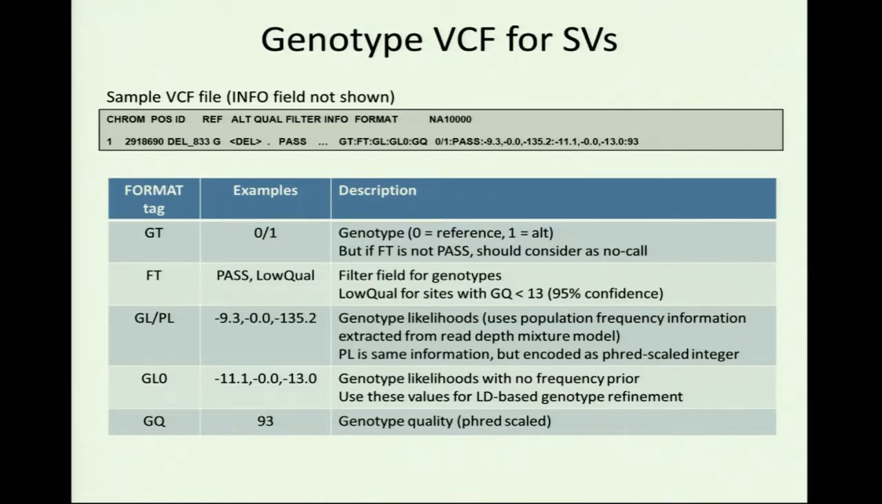We also make genotype likelihoods, and we do those in 2 forms. We do a genotype likelihood that takes population frequency information into account. So this is our best likelihood estimate at the site. We also generate a GL0 likelihood, which doesn't use any frequency prior. So if you're going to do imputation on top, a likelihood-based imputation, you should use the GL0 likelihoods instead of the GLs, because the imputation engine is presumably going to take population frequency into account. And we emit the standard GQ field that gives you the Phred-scaled quality of the genotype call at that site.